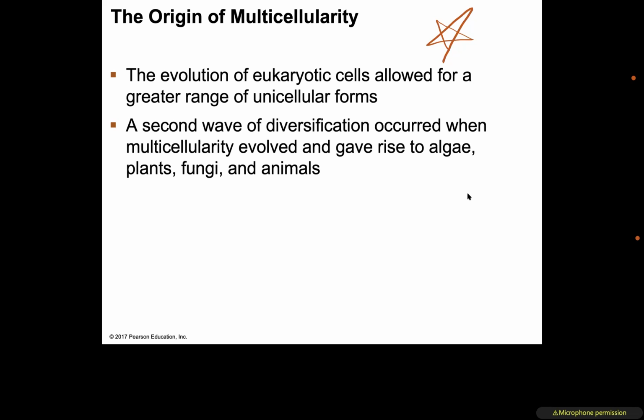So that evolution of your eukaryotic cells allows for a greater range of unicellular forms. The fact that eukaryotic cells evolved basically opened up lots of opportunity for new unicellular forms. And so that led to a second wave of diversification, and that is the evolution of multicellularity, which eventually gave rise to algae, plants, fungi, and animals.